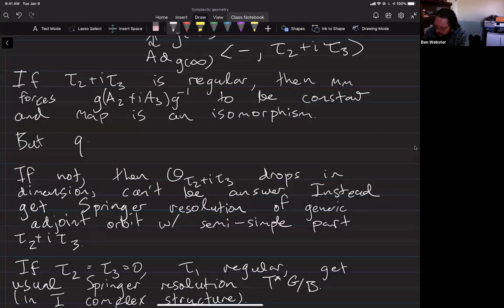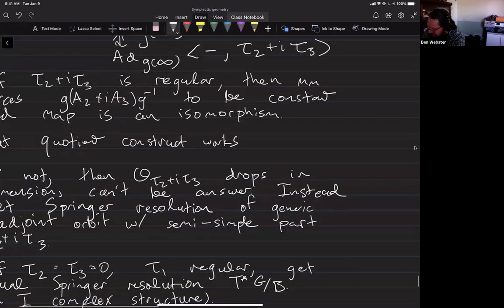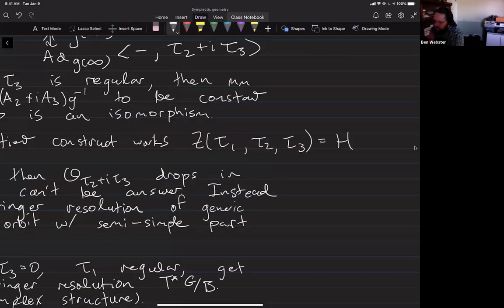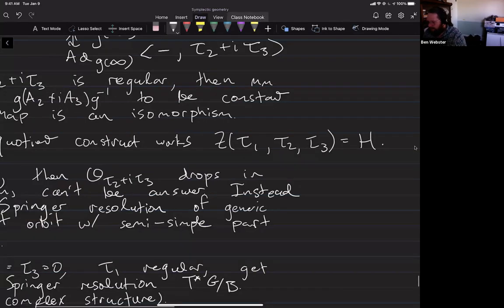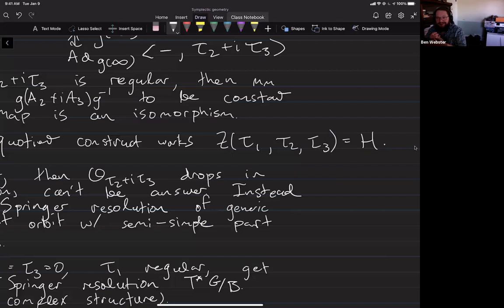But the quotient construction works as long as tau one, tau two, and tau three together are regular. So if the simultaneous centralizer of tau one, tau two, tau three is the Cartan. So tau two plus I tau three being regular, that's saying that the centralizer of just those is the Cartan. So you can have situations where, for example, these are zero, but this one is regular, and the hyperkähler quotient works perfectly well. So you're getting some sort of more interesting manifold there.